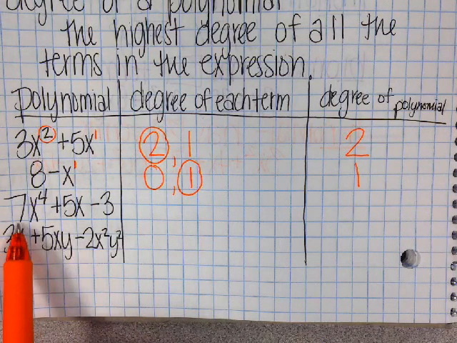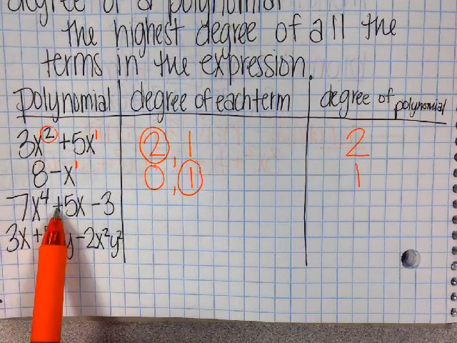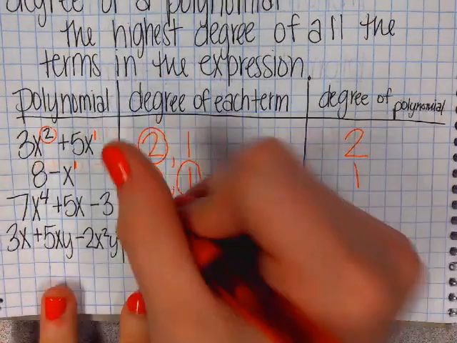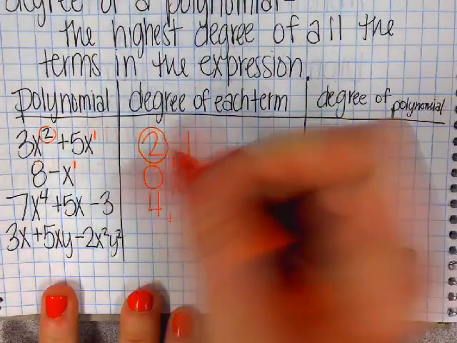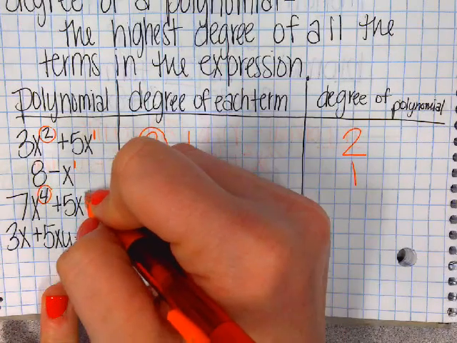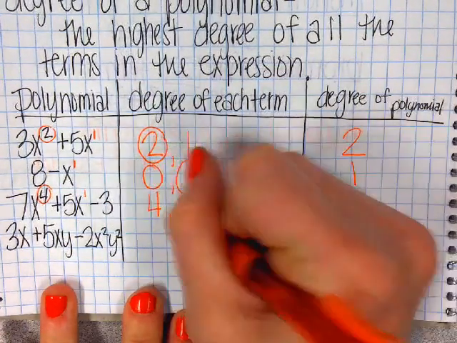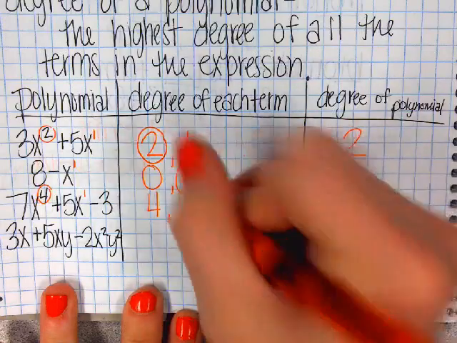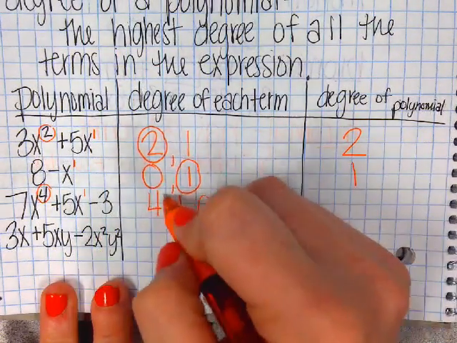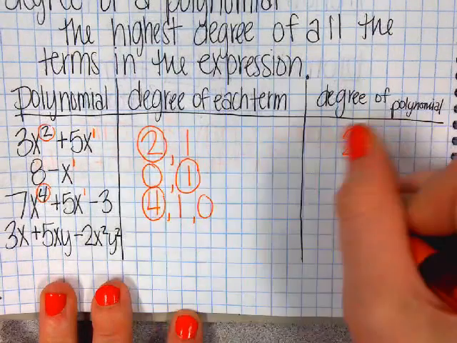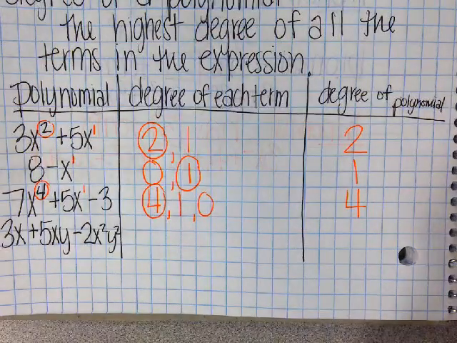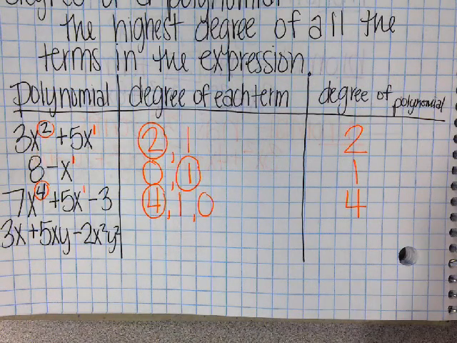Okay, the last one, or not the last one, I'm sorry. 7x to the fourth plus 5x minus 3. What's the degree of the first term? 4. What's the degree of the second term? 1. And the degree of the last term is 0 because there are 0 variables multiplying. So 4 is the degree of the entire polynomial.